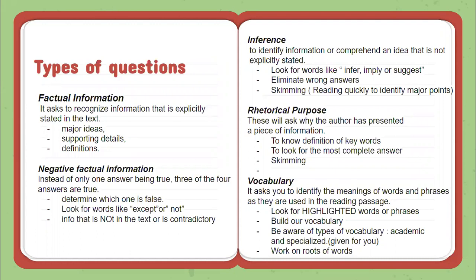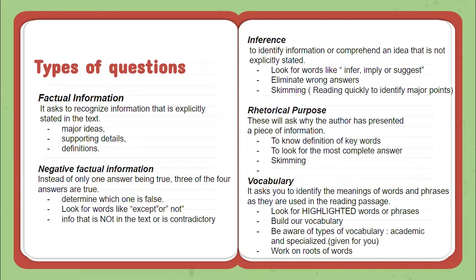Vocabulary is one of the most common ones. It will ask you to identify the meaning of some words or phrases that will be underlined in the text. So you have to look for highlighted or underlined words or phrases. You have to build your vocabulary, and you have to be aware of the types of vocabulary: academic and specialized. The academic type is the one that we all use when talking about English. The specialized one is the one that maybe a lot of fields of science use. There are some technical words that these fields use.